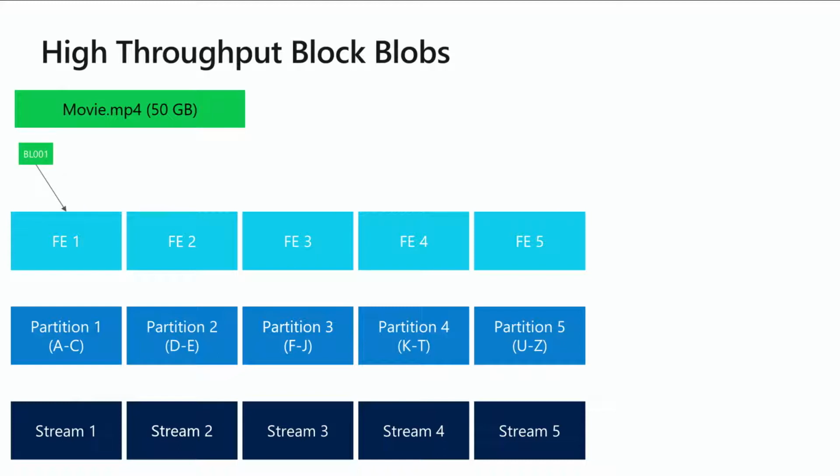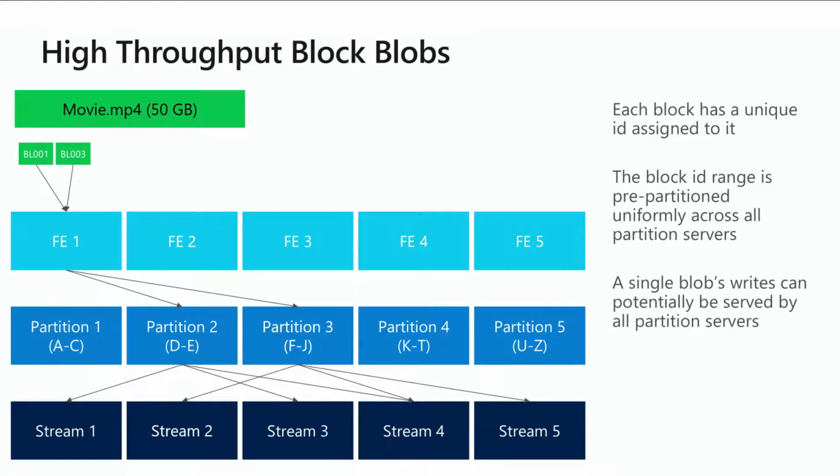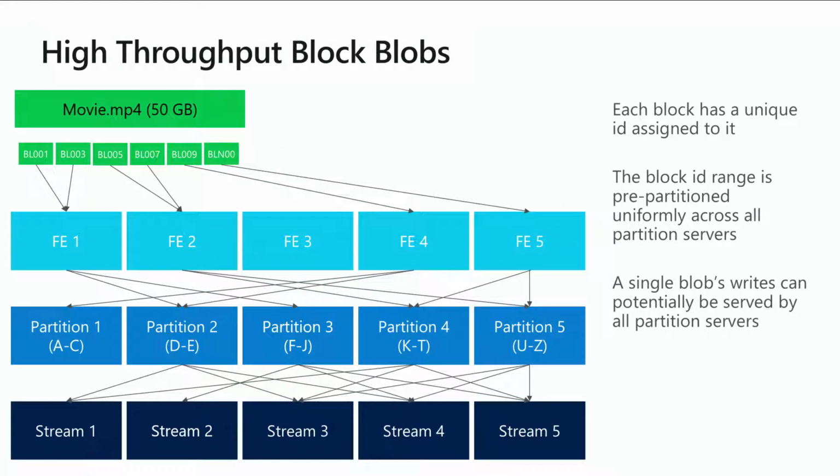We take the same object, we chunk it up into lots of different objects, but now when you upload blocks, we take that block ID range, the ID that is assigned to the block, and pre-partition it across all of our partition servers. So now blocks that are coming in can go to multiple partition servers and get committed from each of those partition servers. So when you're uploading lots of blocks into your single large blob, you can potentially have all of the partition servers in our region serve your writes.